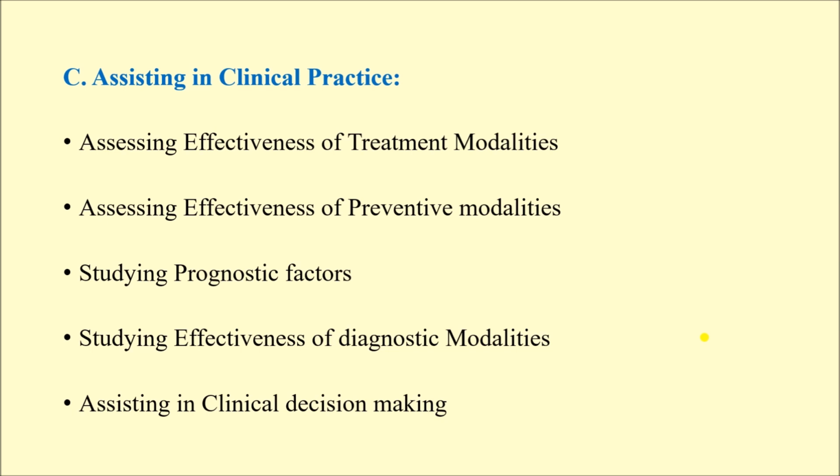Studying effectiveness of diagnostic modalities. Again, same thing. To diagnose a particular disease, we can go for multiple options. Different tests can be done. So whether we are going to do RT-PCR or rapid antigen test for COVID-19. Right now we know that the sensitivity of RT-PCR is more, right? So that is why we prefer RT-PCR over rapid antigen test. So these diagnostic modalities can also be compared.